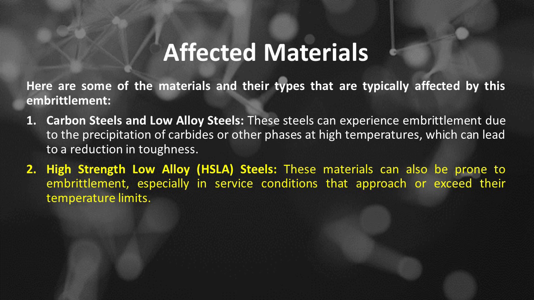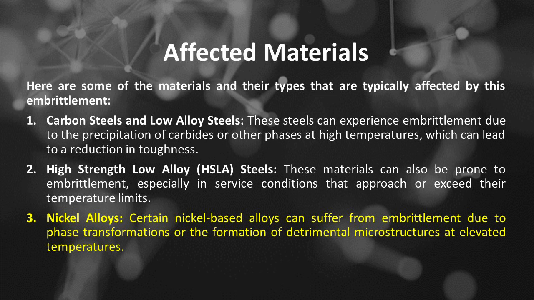Number 2 is high-strength low-alloy, HSLA, steels. These materials can also be prone to embrittlement, especially in service conditions that approach or exceed their temperature limits. Number 3 is nickel alloys. Certain nickel-based alloys can suffer from embrittlement due to phase transformations or the formation of detrimental microstructures at elevated temperatures.